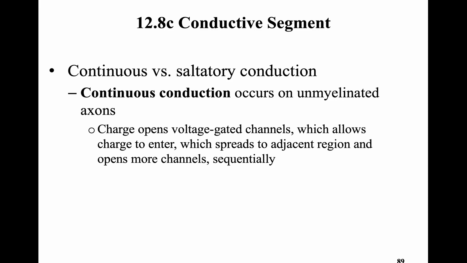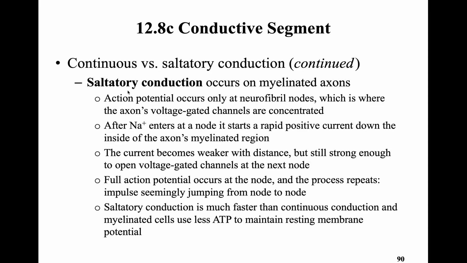So that's continuous conduction. The second type is called saltatory. Now the word saltatory gives the illusion that it means to jump. Okay? It really doesn't jump, but it gives the illusion that it's jumping from place to place, and we'll see that in a moment. So it gives the illusion that it's jumping.